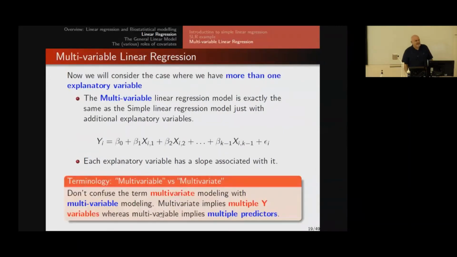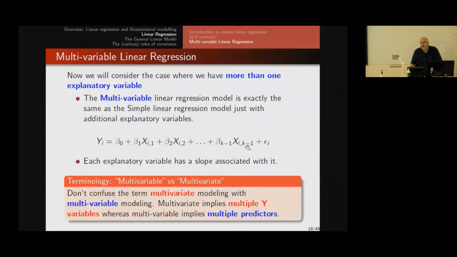Okay, now extending our model to the multivariable case. What do I mean by multivariable in regression? That we have more than one explanatory variable. The multivariable linear regression looks exactly the same as the simple linear regression, except that we add a slope for each additional variable. And that's what it looks like right there.